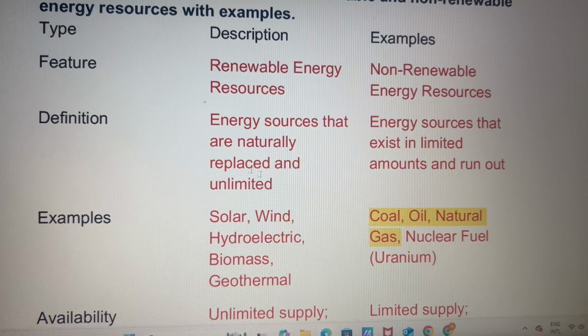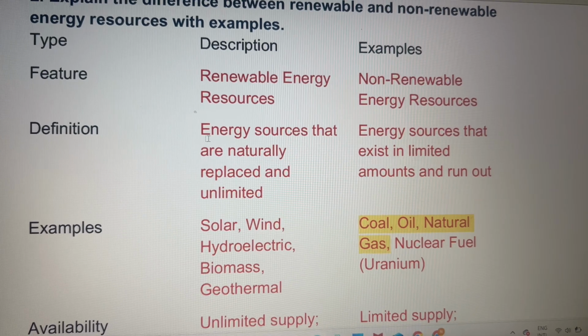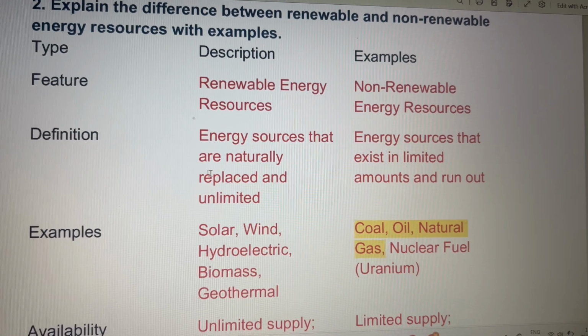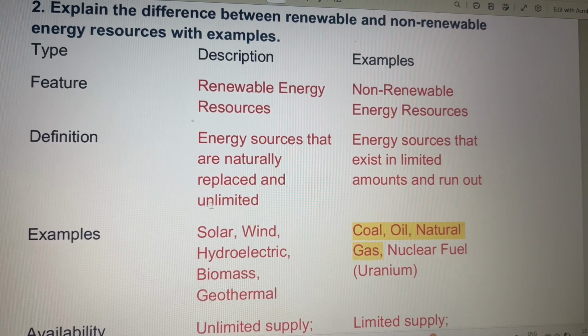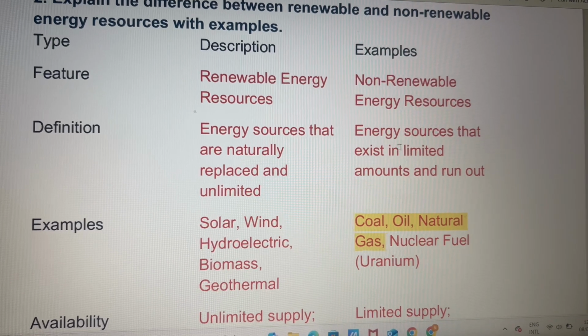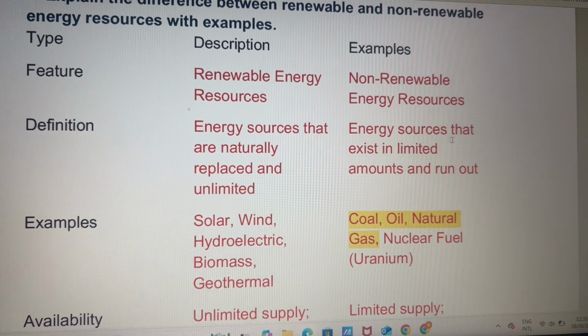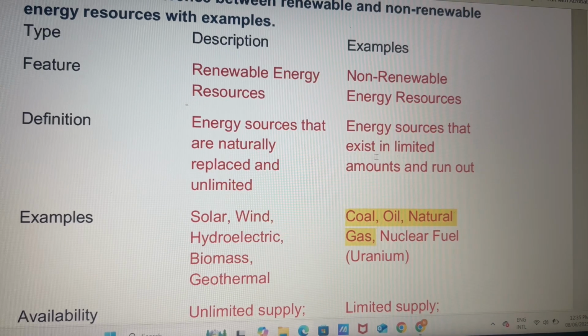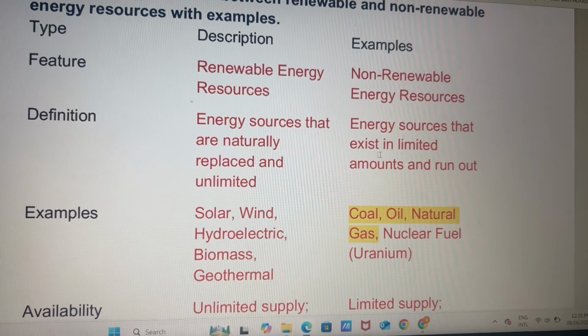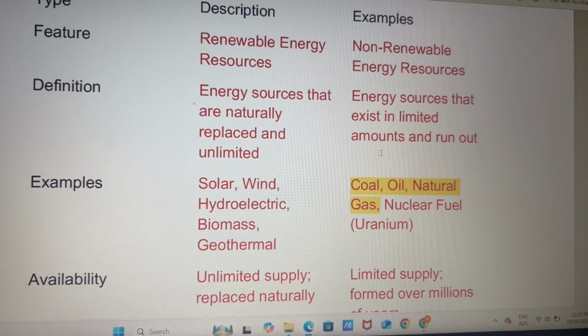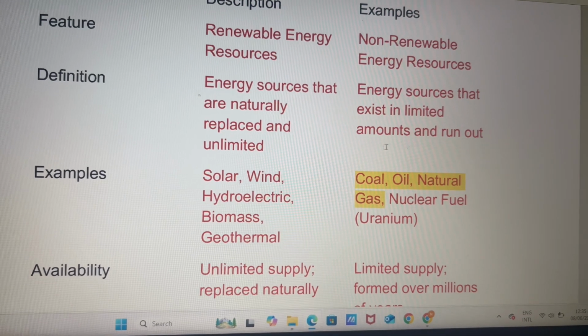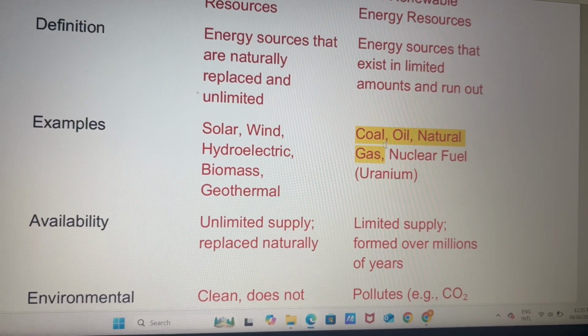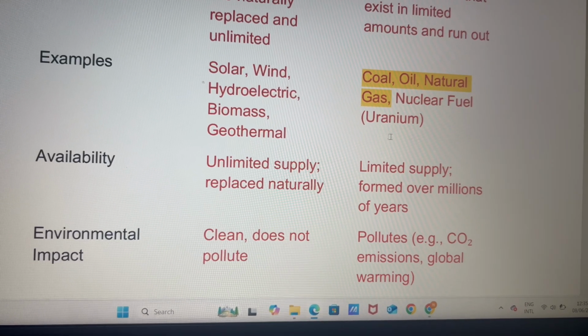So here is the definition for the renewable energy resources: they are naturally replaced and they are unlimited. The non-renewable ones exist in limited amounts and they run out. They cannot be replaced. If they run out, they run out. There is nothing you can do.